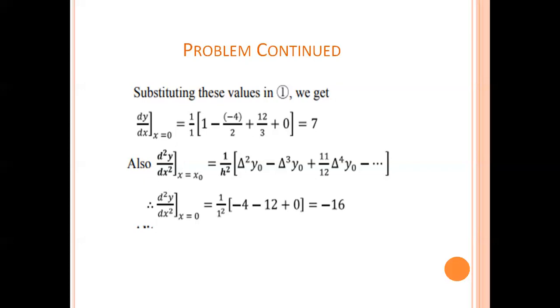is equal to 7. And the second derivative d square y by dx square is equal to 1 by h square into delta square y naught minus delta cube y naught plus 11 by 12 delta power 4 y naught. Here delta square y naught is minus 4 and delta cube y naught is 12, so minus 4 minus 12, and the delta power 4 y naught value is 0. So we are getting minus 16. Therefore, the first derivative value is 7 and the second derivative value is minus 16.